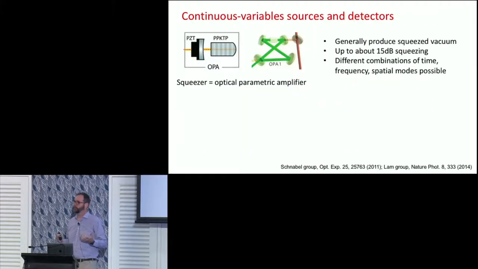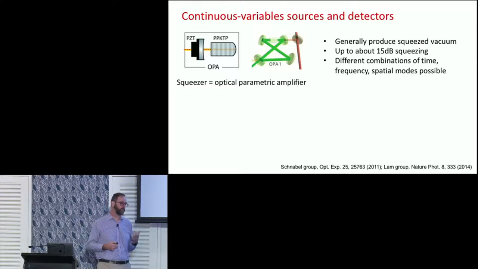So in the continuous variable picture, again, there are different ways of doing things, but often it comes down to the sources of quantum light being squeezers, which are optical parametric amplifiers working in a particular regime. Okay, so this might be something like a nonlinear crystal, which is pumped by a laser in some sort of cavity structure. And in this regime, they produce squeezed vacuum is typically what happens. And we can see up to about 15 dB of noise suppression in one quadrature, okay?